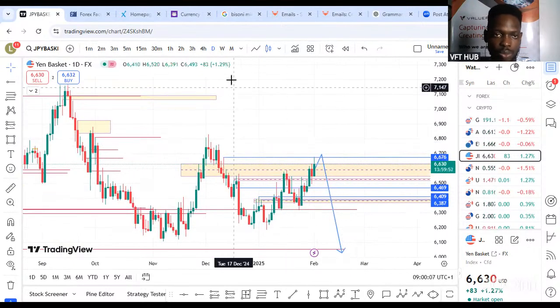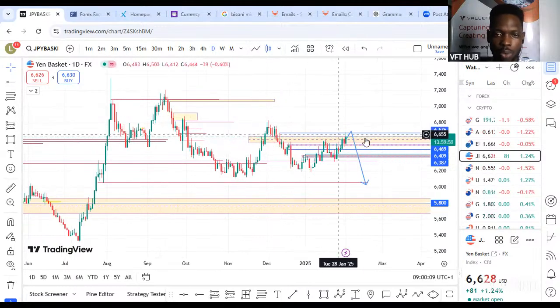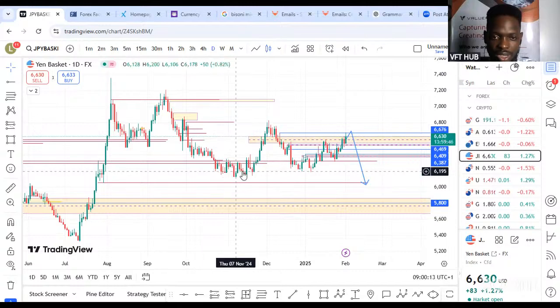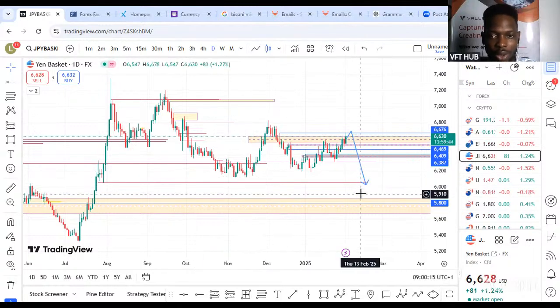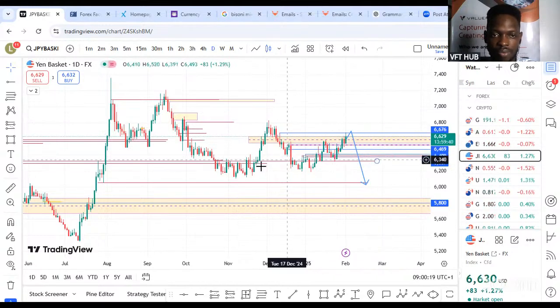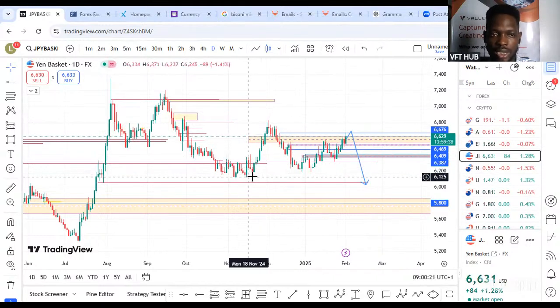And where is it selling into? We want it not to sell all the way to the downside, but just to clear all this liquidity we have here and continue its push all the way to the upside. So this is the move for the week that we are expecting on the yen basket.